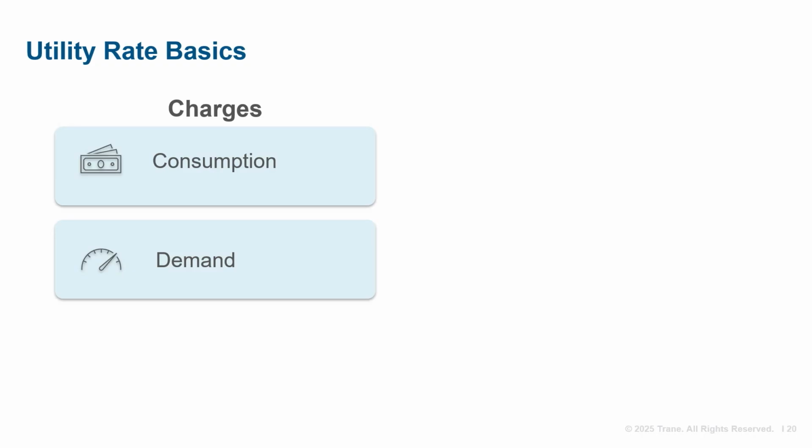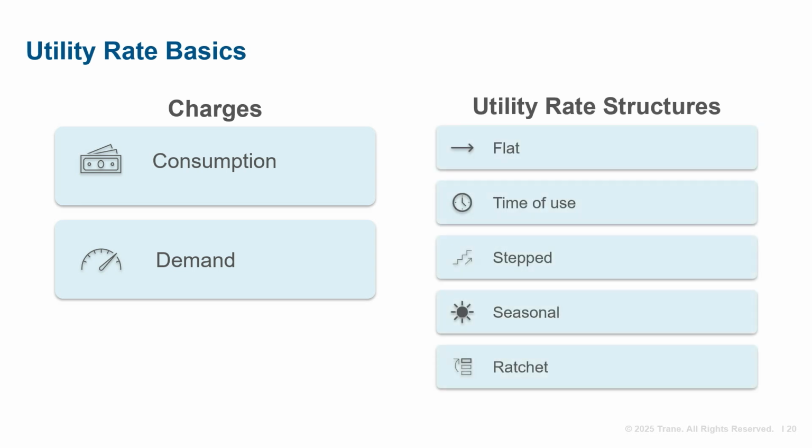This is because utility rates are not usually just one flat rate. There are two types of charges, energy consumption and demand. Those charges are structured into different types of rates, such as flat, time of use, stepped, seasonal, or ratchet rates. Demand charges are assessed in dollars per instantaneous energy use. For electricity, this is measured in kilowatts. Energy consumption is the amount of energy used or consumed. For electricity, we measure this in kWh.